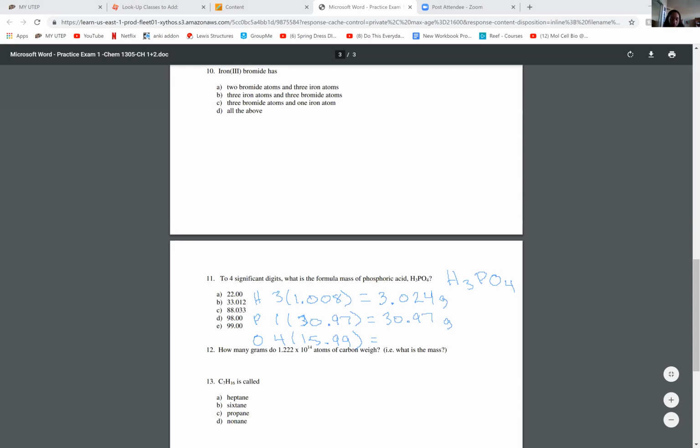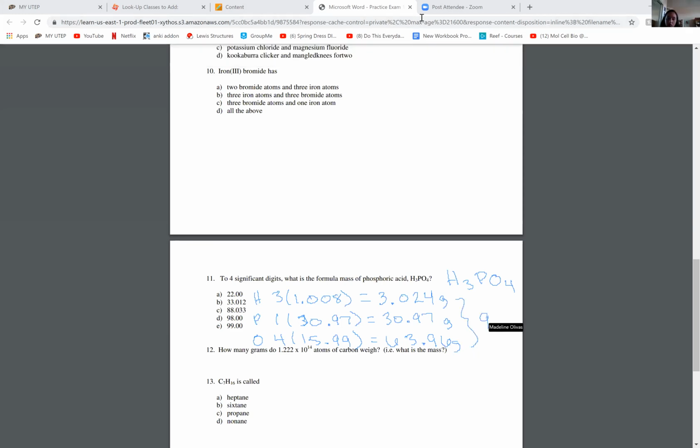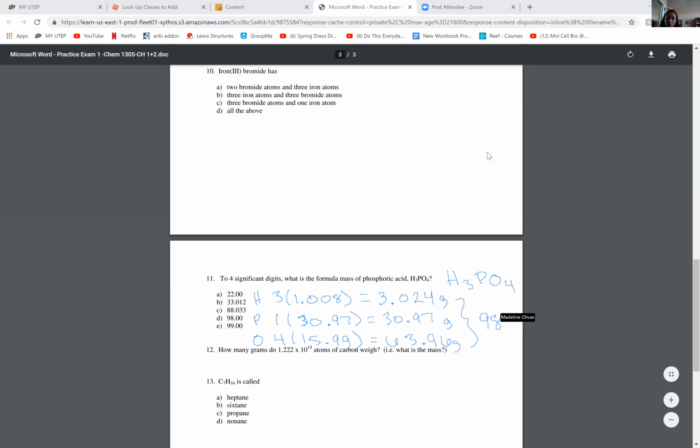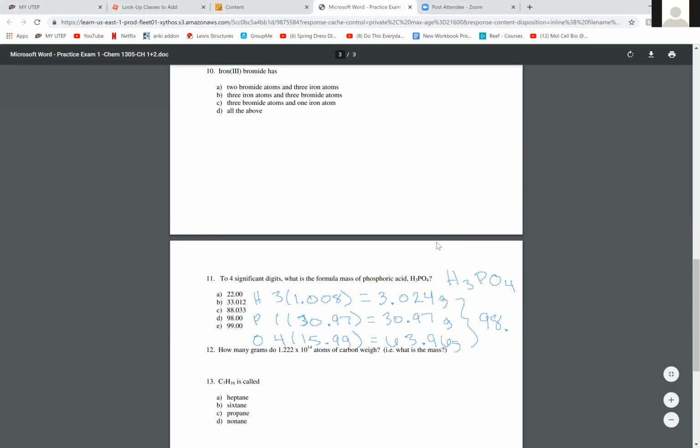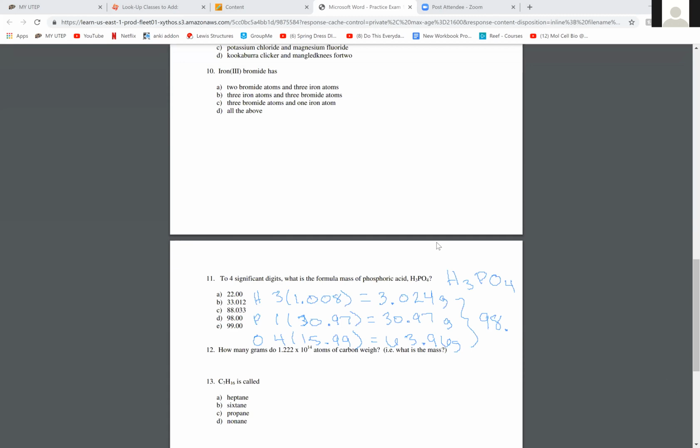Okay. All right. And then I think somebody already said the answer. What would be our total molar mass? 98. Okay, and it's asking for 4 significant figures. Did you get 0.00? It's 97.954, so you just round it. Yes, okay. So that will give you 98.00.